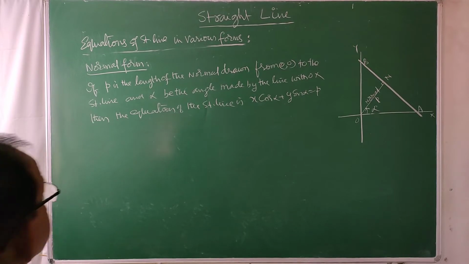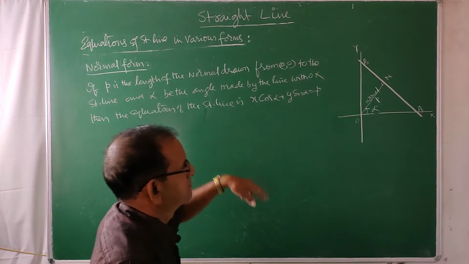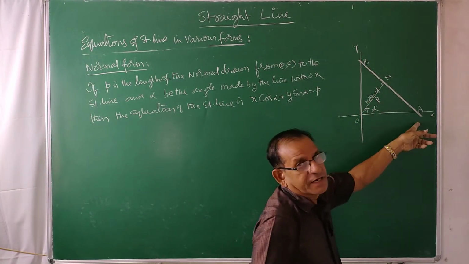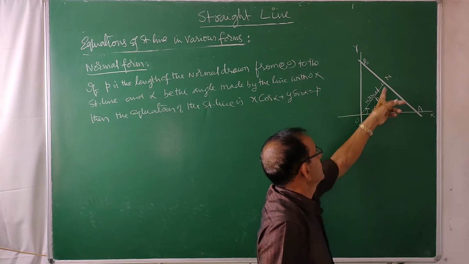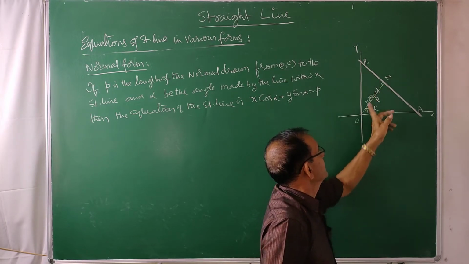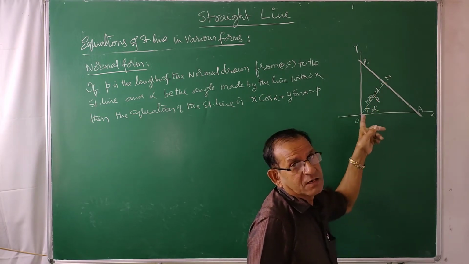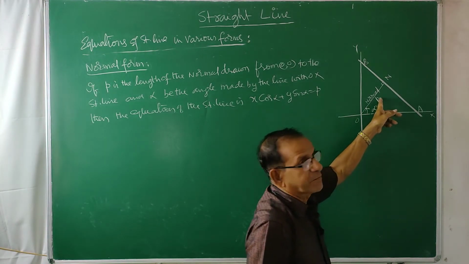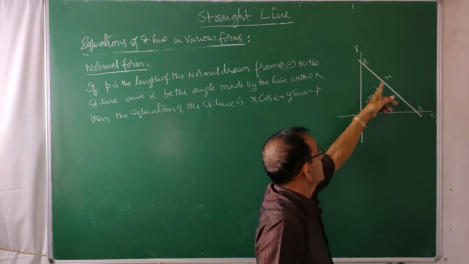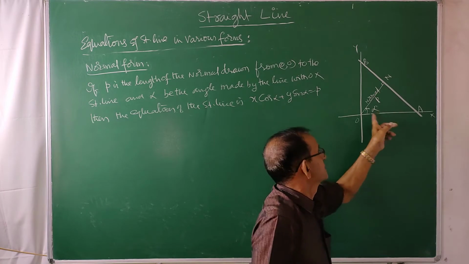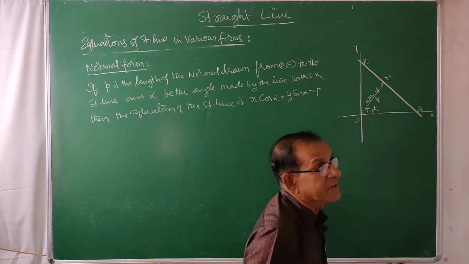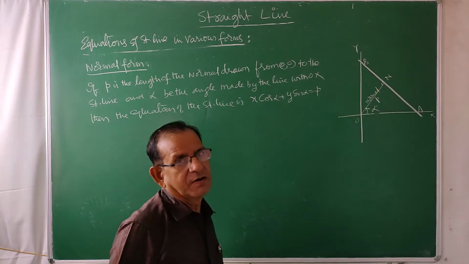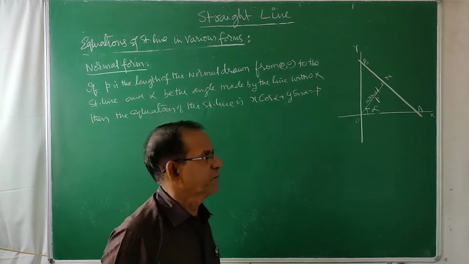Now one more form is there, that is normal form. Suppose this is the straight line, AB is the line. If you draw a perpendicular from origin to that line, if it is ON, then ON is called normal. Its length is given as p and ON makes an angle alpha with x axis. Then the equation of AB is x cos alpha plus y sin alpha is equal to p.